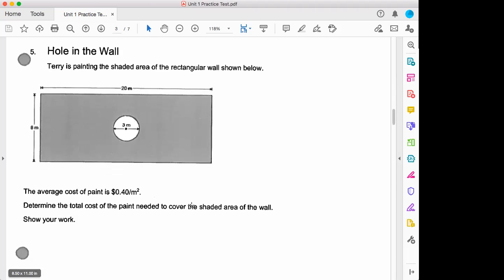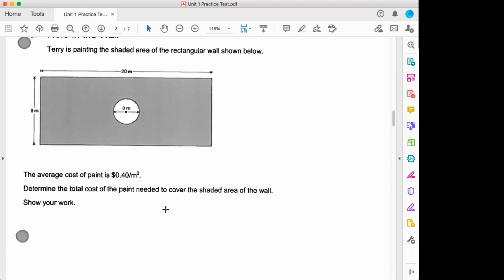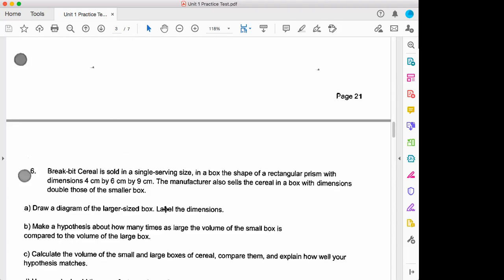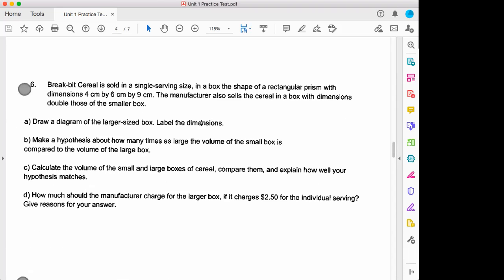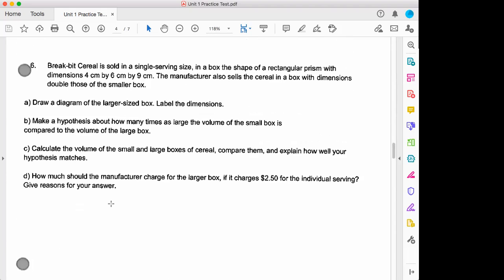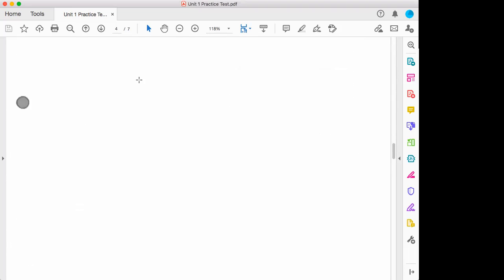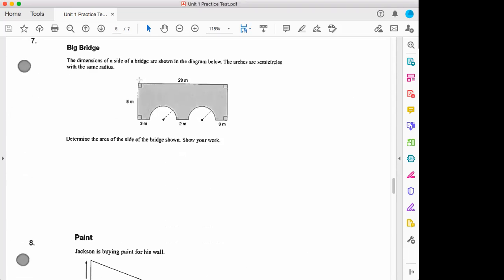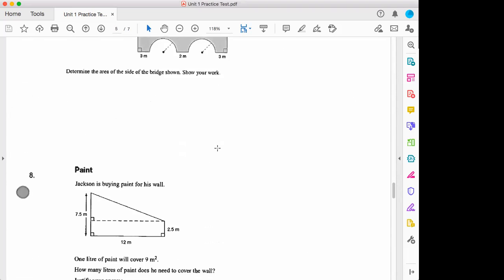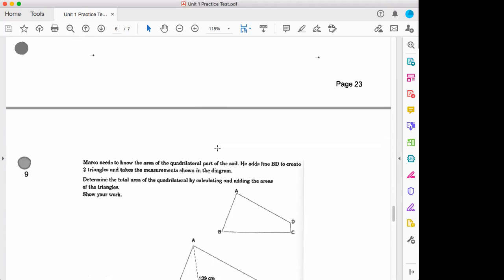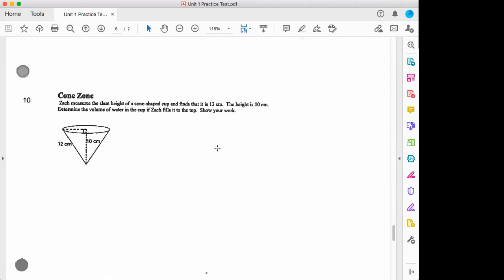This is one of the composite 2D shape questions like we just went over. This one you're going to have to do some drawing for. So just remember to read properly. Like it says, the second box has double the amount of measurement. So instead of 4, it'll be 8, 6 will be 12, 9 will be 18. Same with this one. There's quite a few composite shape questions there for you.